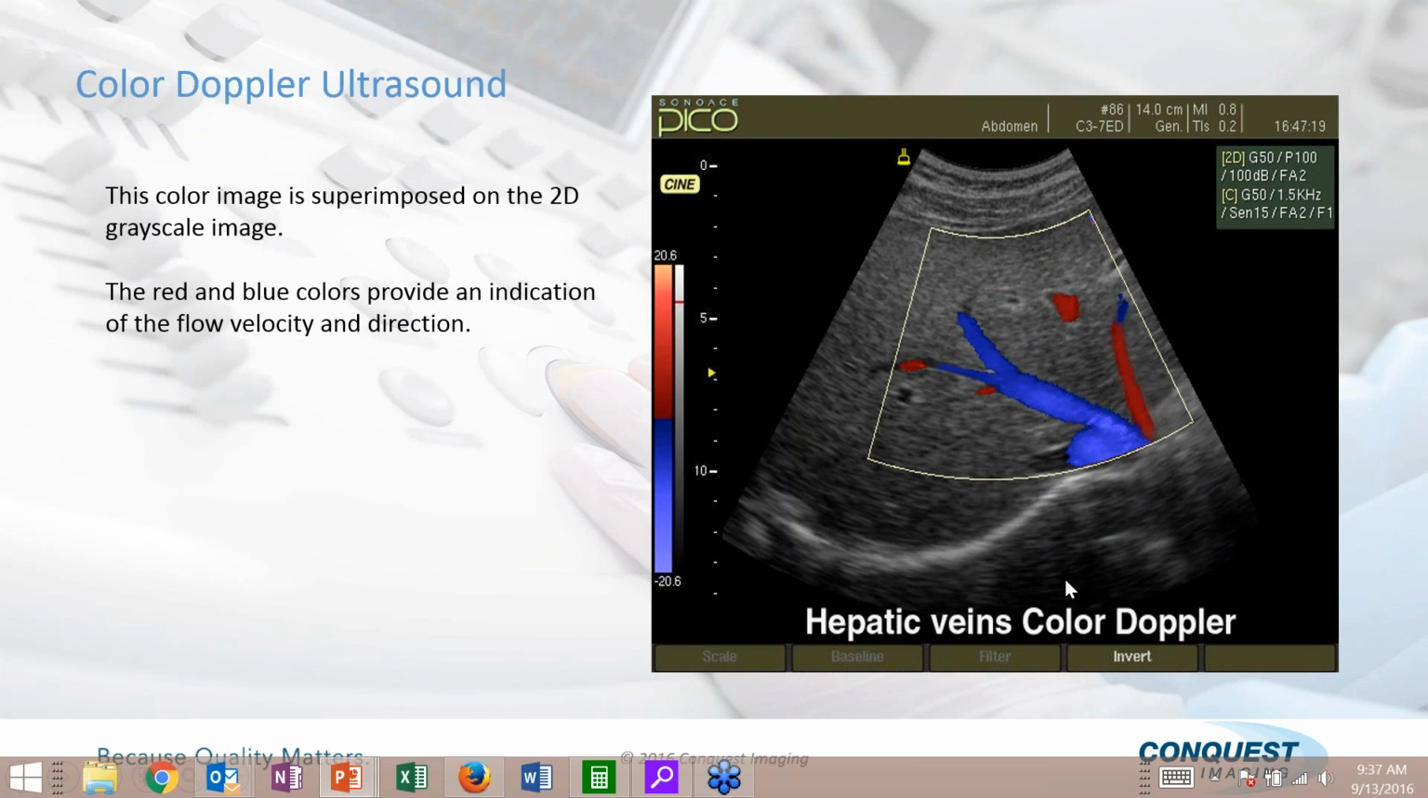This particular image is the hepatic veins within the human liver, and you can see that on this graph over here on the left, we have red up above and blue down below. Red is coming towards the transducer, blue is going away, and the slower velocity reds are very dark. The higher velocity reds are very light, and with the blues, the very slow velocities are dark blue, and the faster velocities are a lighter blue, going towards white.